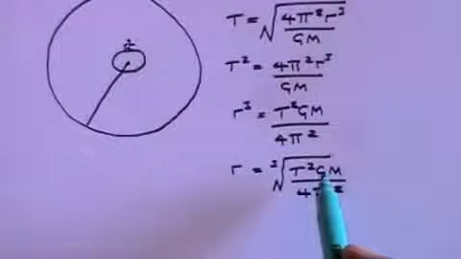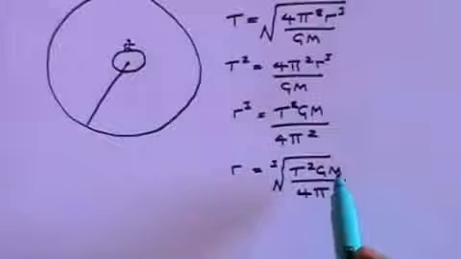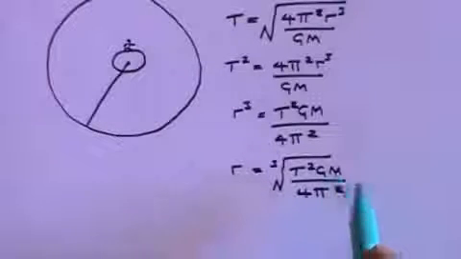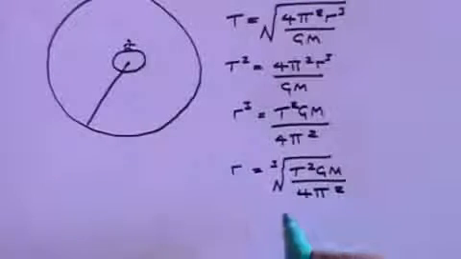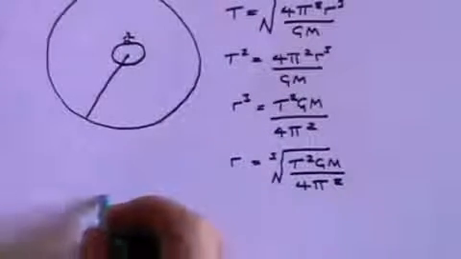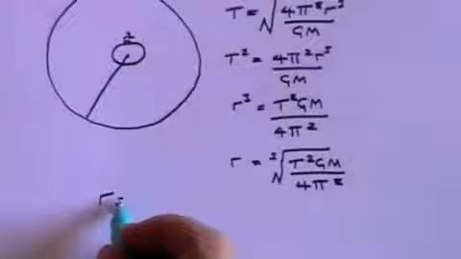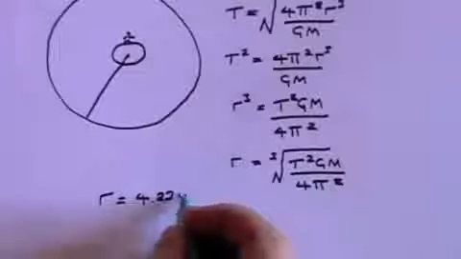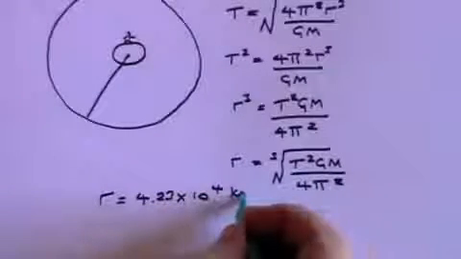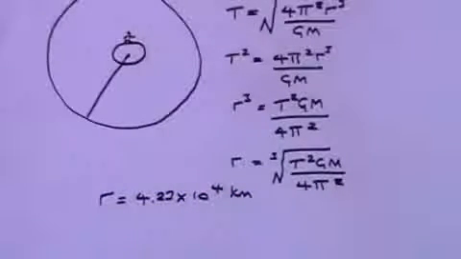G is the gravitational constant, we know that. M is the mass of the Earth, if that's what we want to orbit. And 4 pi squared, of course, is well known. And if you put all those numbers in, you will find that r, the distance from the centre of the Earth, is 4.23 times 10 to the 4 kilometres. But that's from the centre of the Earth.